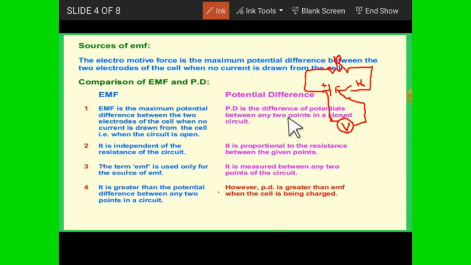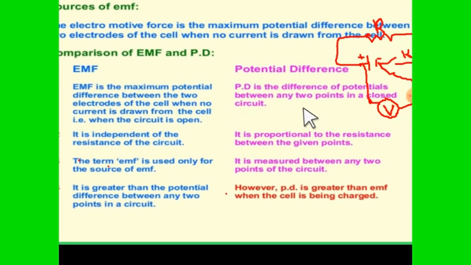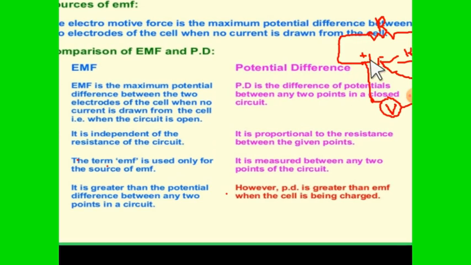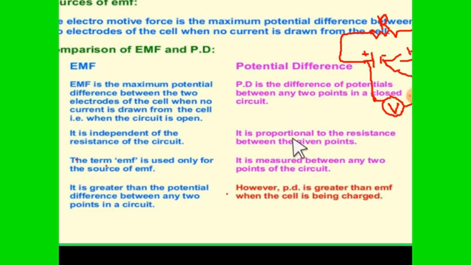When the current is drawn, then what happens? The potential difference that is developed between the two ends of the electrodes will surely be less. And so the potential difference between the two electrodes when current is drawn from the cell, we call that the potential difference of a cell. Got it? And EMF, it is independent. This is a comparison.